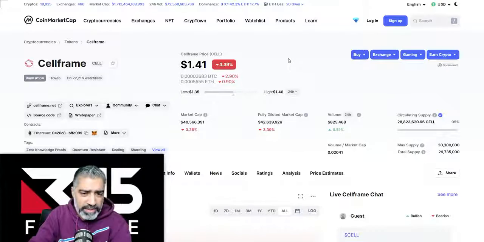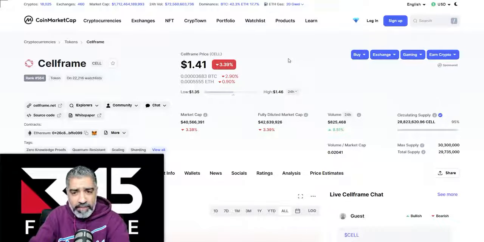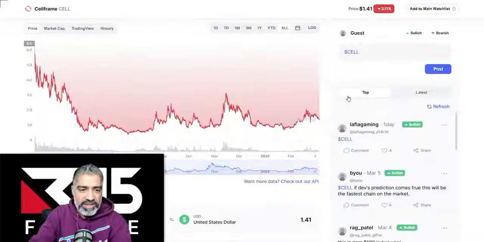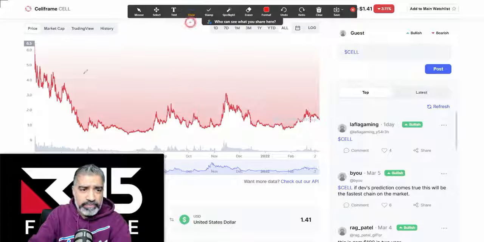CellFrame is a low market cap coin, 40 million market cap, with just under 1 million trading volume, so low trading volume. And this has been the price action since its existence. It's been as high as around $7. And when Bitcoin was correcting, it corrected. It had a couple of big spikes on the upside.